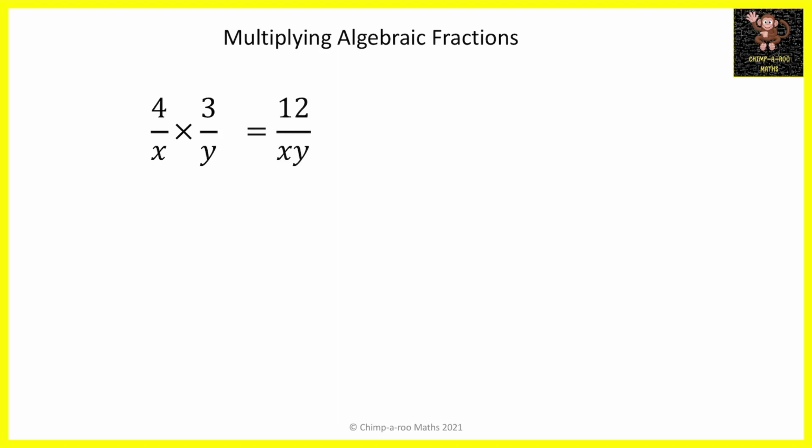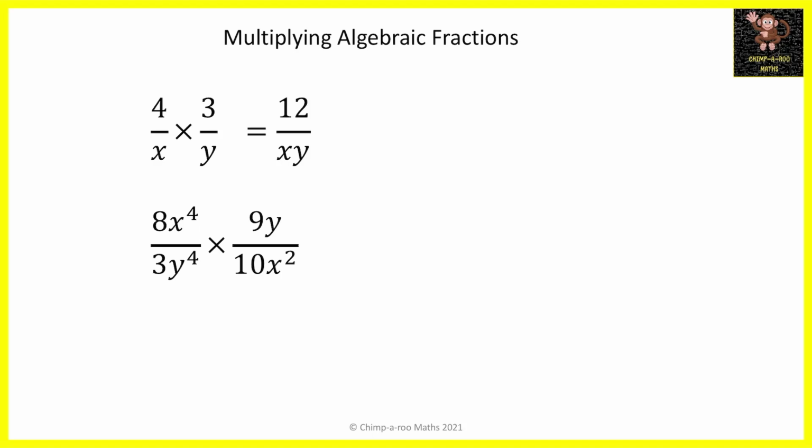In the next example, we'll see where we need to do some cancelling. You can multiply it all together like we just did and then cancel afterwards, or sometimes it's actually easier to cancel first and then do your multiplication afterwards. So we've got 8x to the power 4 over 3y to the power 4 times 9y over 10x squared.